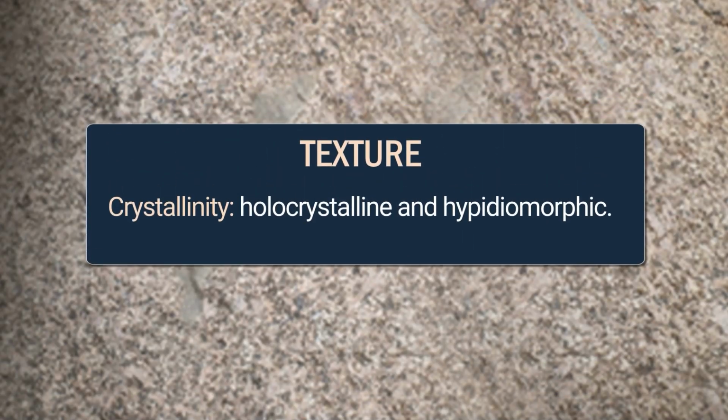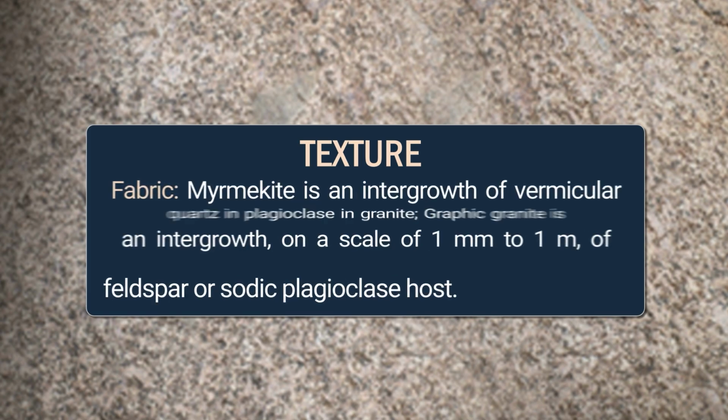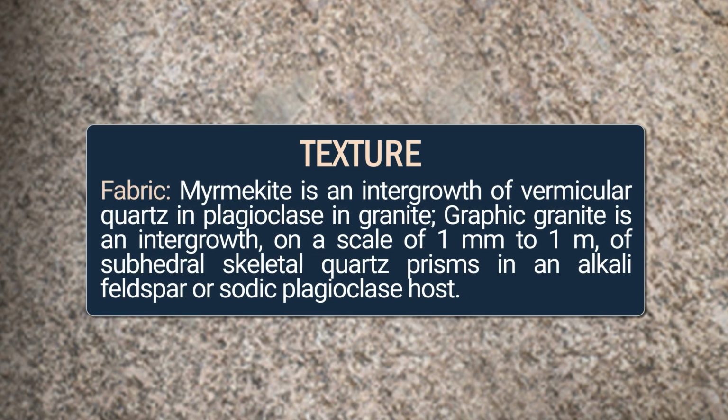Texturally, granites are usually holocrystalline, with well-formed crystals, and hypidiomorphic, that means the grains may be euhedral or subhedral. Granularity-wise, these grains are almost of equal size, they are phaneritic, and as mentioned, porphyritic texture can also be observed where phenocrysts of feldspar are surrounded by smaller quartz and feldspar grains. That means phenocrysts will be relatively bigger than the groundmass-constituting minerals, in this case quartz and feldspar. Fabric-wise, many intergrowth textures are seen in granites.